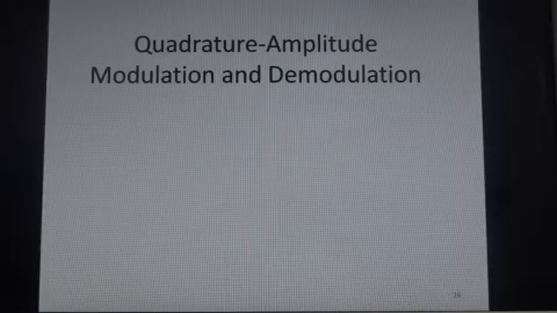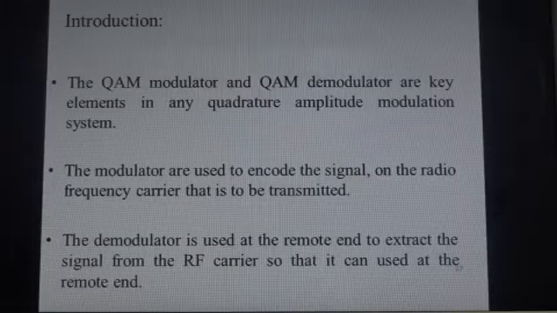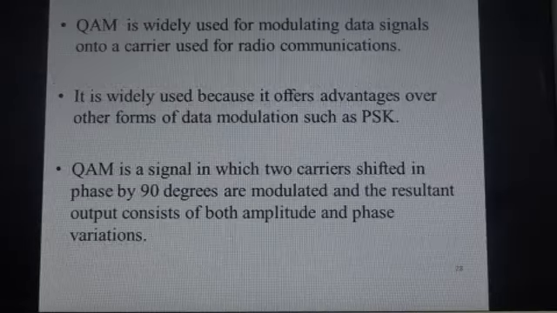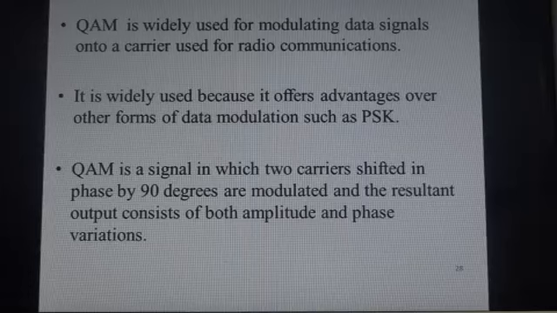Quadrature-Amplitude Modulation and Demodulation. Introduction. The QAM modulator and QAM demodulator are the key elements in any quadrature-amplitude modulation system. The modulator is used to encode the signal on the radio frequency carrier that is to be transmitted. The demodulator is used at the remote end to extract the signal from the RF carrier so that it can be used there. QAM is widely used for modulating data signals onto a carrier for radio communication because it offers advantages over other forms of data modulation such as PSK.